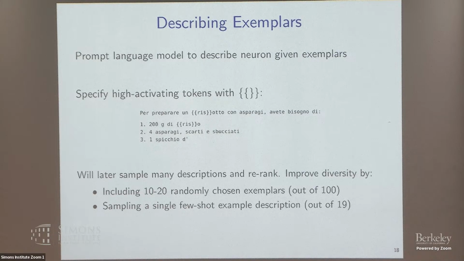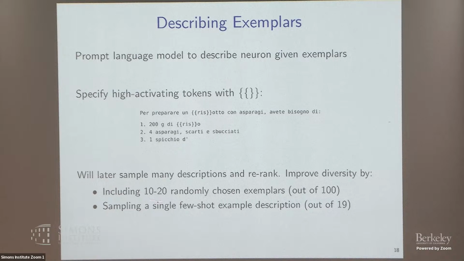Some other things that are pretty important is we're actually going to want to sample a bunch of descriptions, score them, and re-rank. So we don't just care about how good is one sample, but we care about the diversity. We want to make really sure that one of the first 50 samples you get is good. And so you want to improve diversity. How do we do that? One is when describing these neurons, you have to give it some number of exemplars to help it see the patterns.